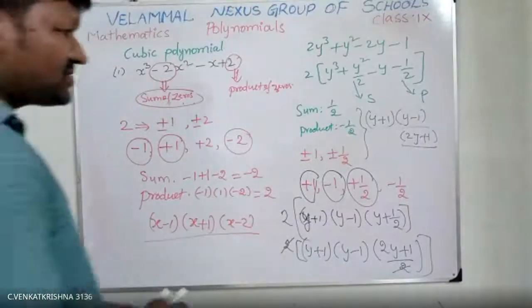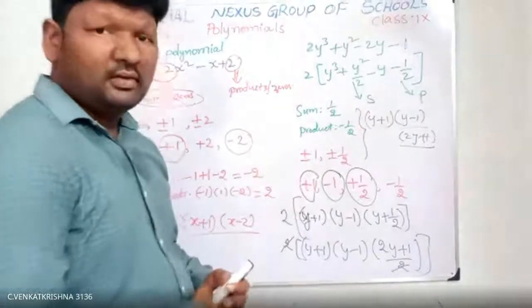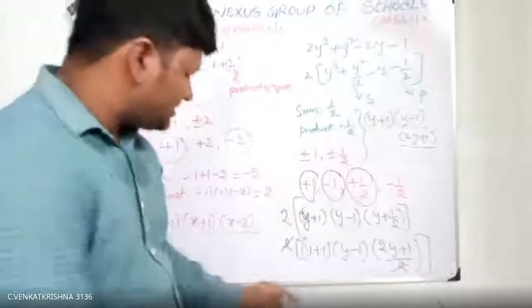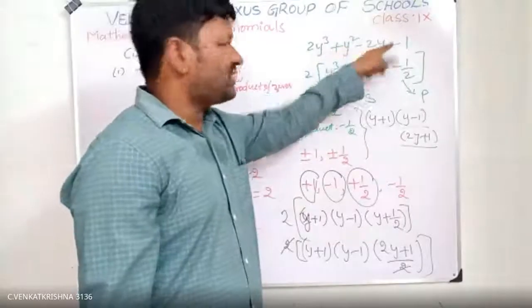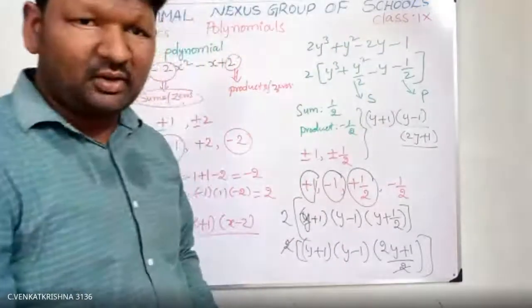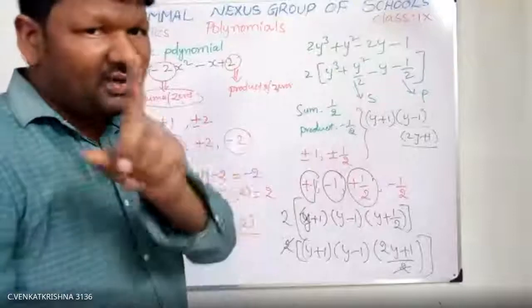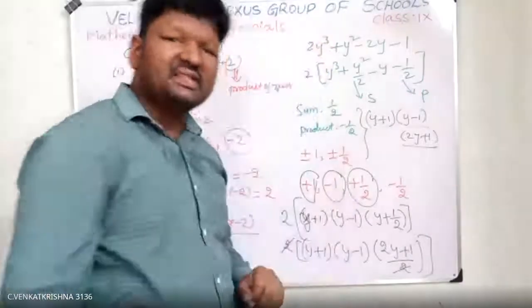Okay, any doubts? So the descriptive way means y is equal to 1. What is a factor now? Minus 3, so plus 3 minus 3 is 0. Then y is equal to 1, we get 1 factor. Then the division method.